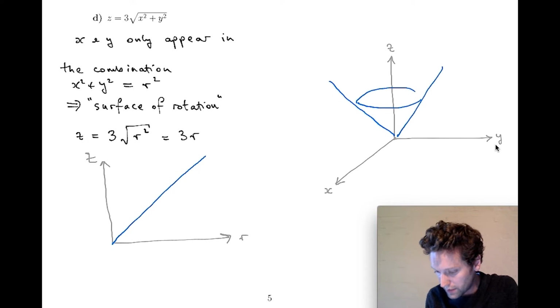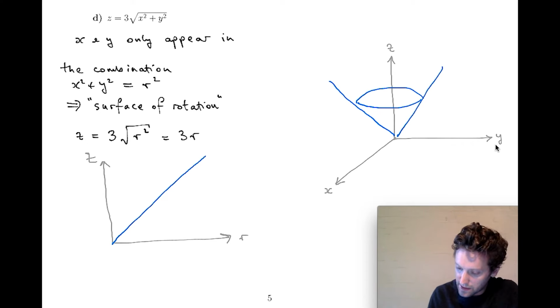So it's perfectly rotationally symmetric. It's got a slope of 3. And you notice also that I've only drawn it for positive z values. I haven't drawn it further down in the negative z values. And the reason for that, of course, is when I look at the equation, z is equal to 3 square root of x squared plus y squared, the square root is always going to give me the positive number. So I can only ever get positive values of z out of this. So this surface is not defined for negative values of z.